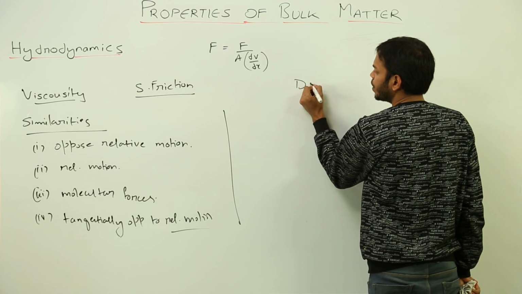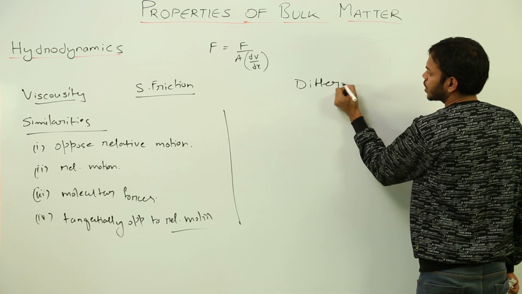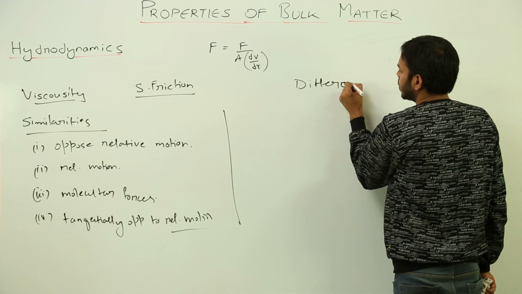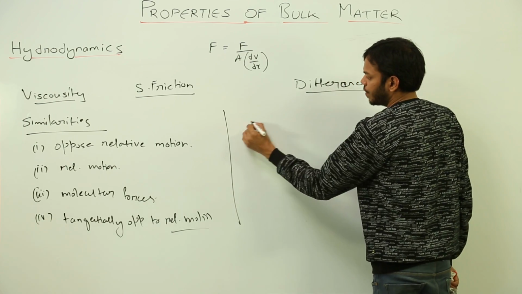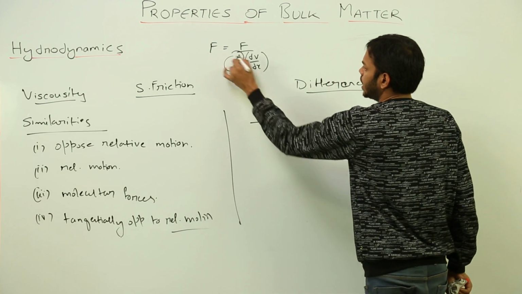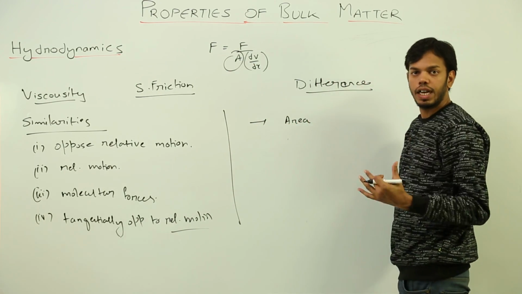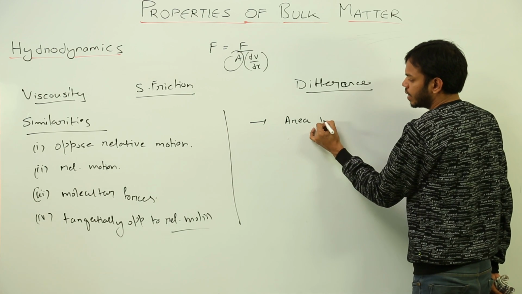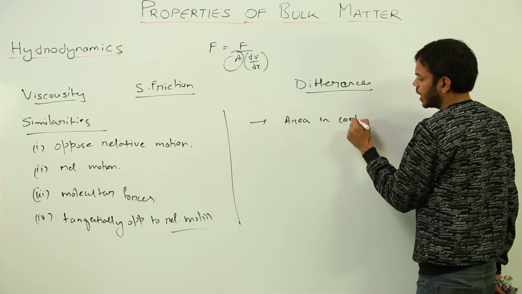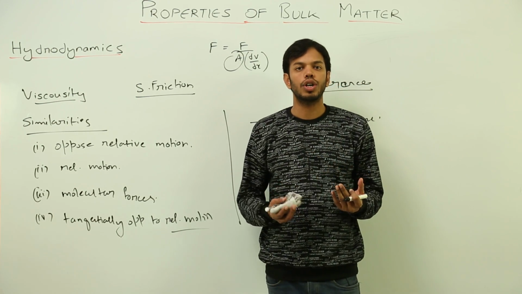What is the difference between viscous force and solid friction? Okay, so the differences are, first of all, viscosity depends on the actual area of liquid layers or fluid layers in contact. So area in contact, that is what viscosity depends on. But frictional force is independent of area of contact.